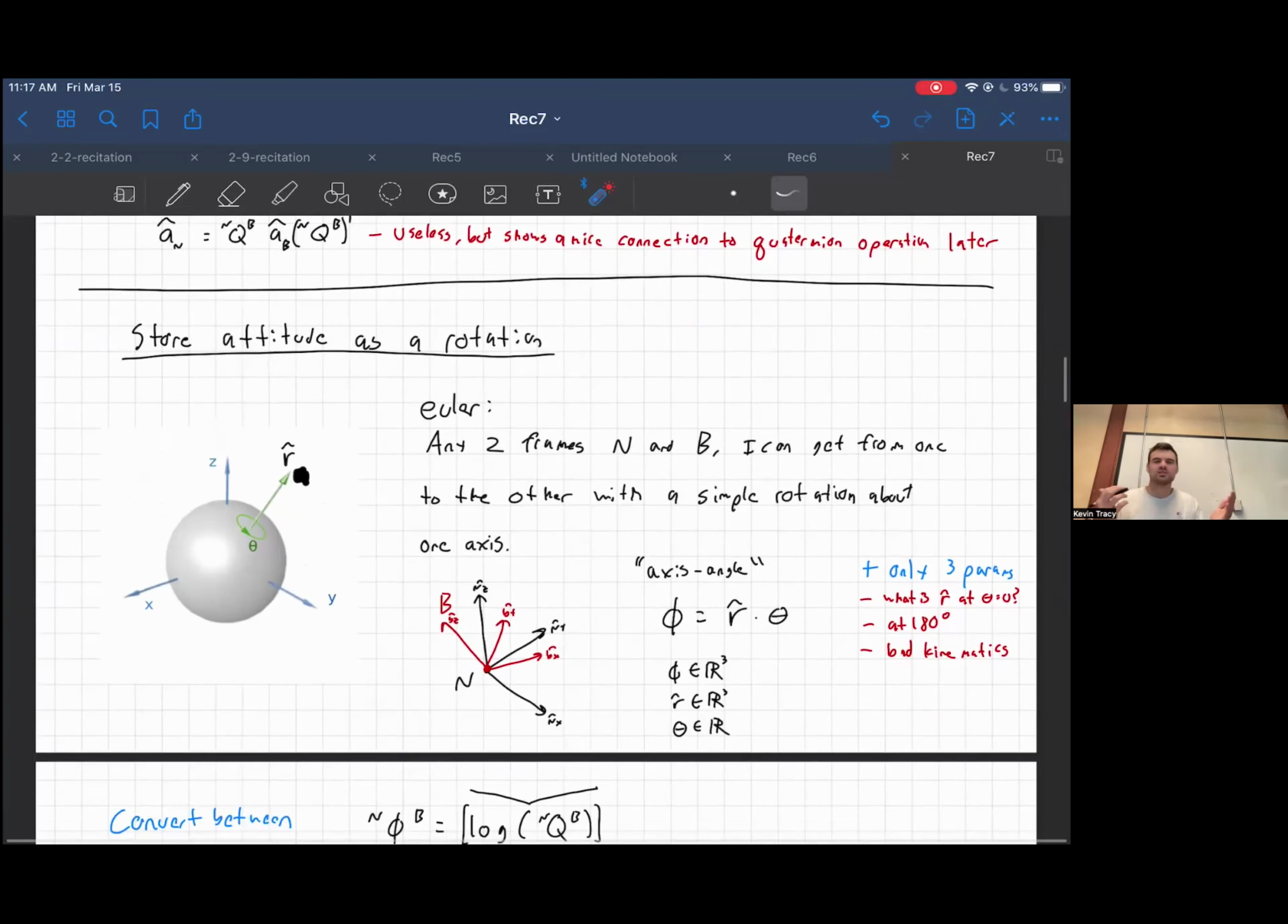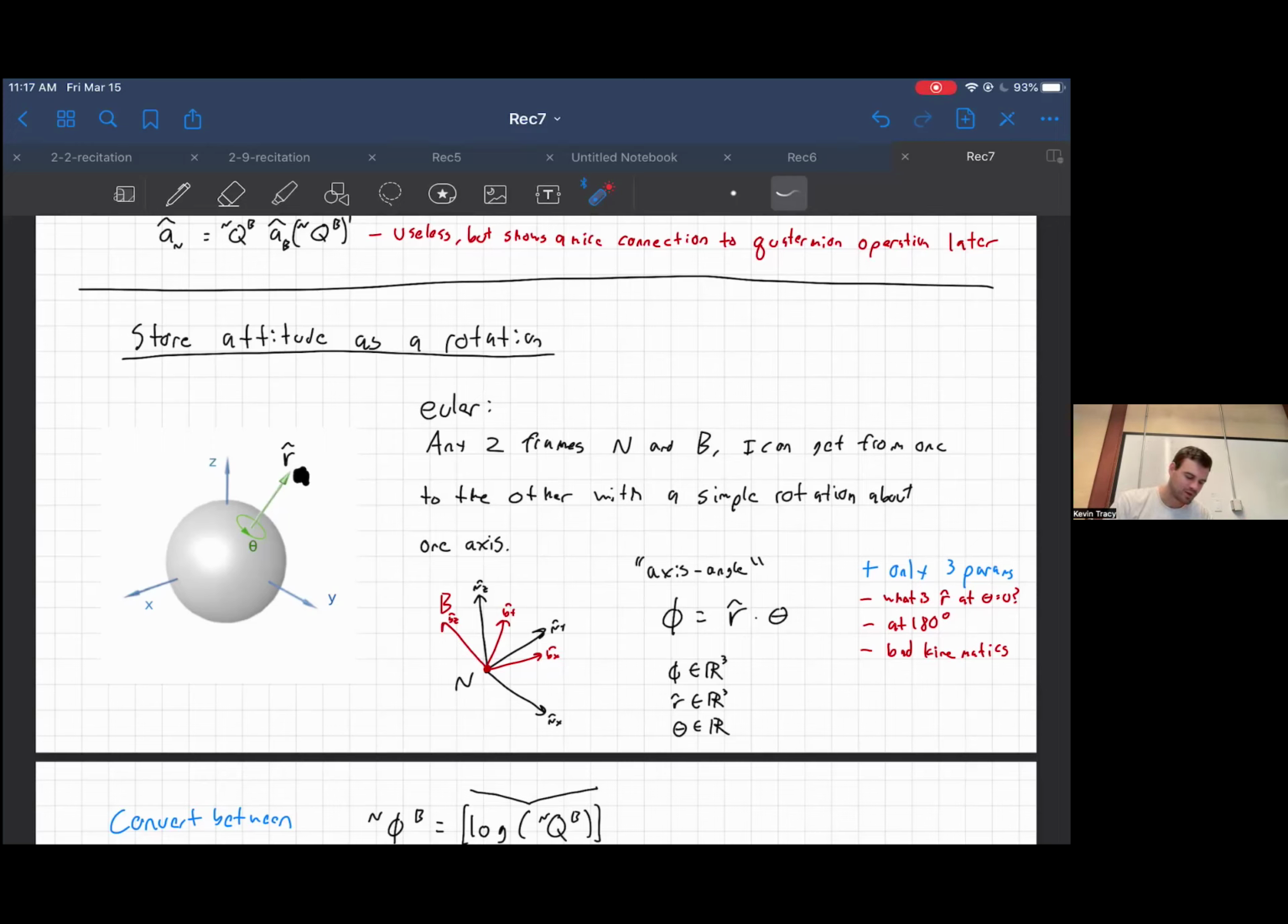And then I started this discussion of what do we do when we want to not carry around 9 parameters. So with the direction cosine matrix, I'm storing 9 parameters, but really there's only 3 degrees of freedom in the rotation itself. So why 9? What ends up happening is that I have 9 parameters with 6 constraints, which gives me 3 degrees of freedom. So really, there's got to be a better, more efficient way to store this information. And it turns out that there very much is, and that way is storing it as a rotation.